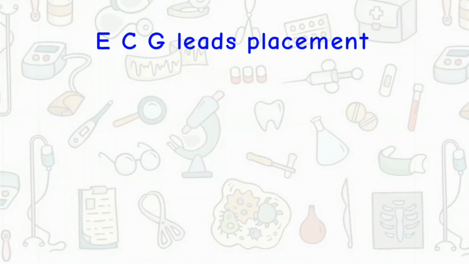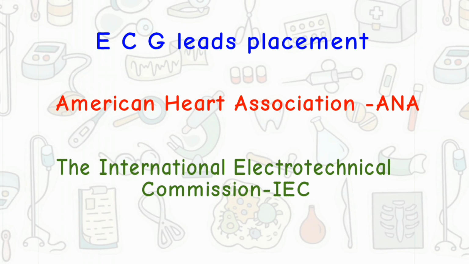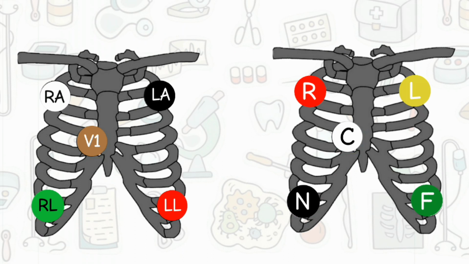There are two methods of standard ECG leads placement. One is according to the American Heart Association, and the other one is according to the International Electrotechnical Commission. In this video, we're talking about how to correctly place 5 leads ECG on a patient using both of the above methods, and also simple tips to memorize it.